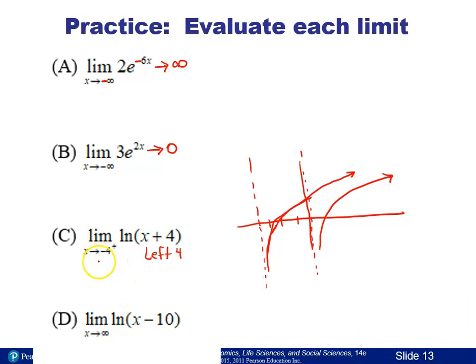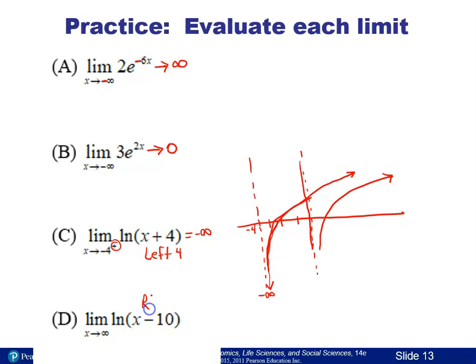So if we want the limit as x approaches negative 4 from the positive side, or from the right side, that means we're going to be following it down this direction. And so it's going to be going to negative infinity.